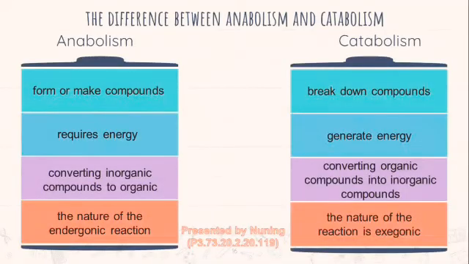The difference between anabolism and catabolism. Anabolism forms or makes compounds. Catabolism breaks down compounds. Anabolism requires energy. Catabolism generates energy. Anabolism converts inorganic compounds to organic. Catabolism converts organic compounds into inorganic compounds. Anabolism, the nature of the reaction is endergonic. Catabolism, the nature of the reaction is exergonic.